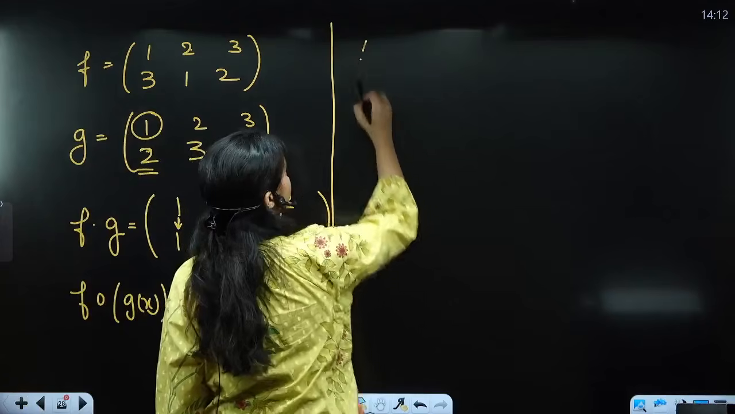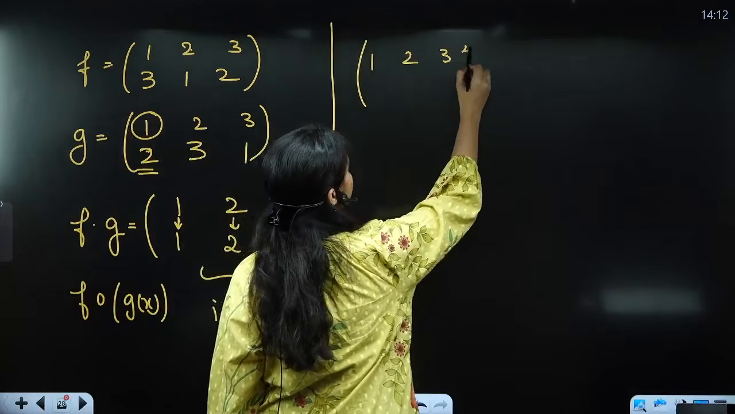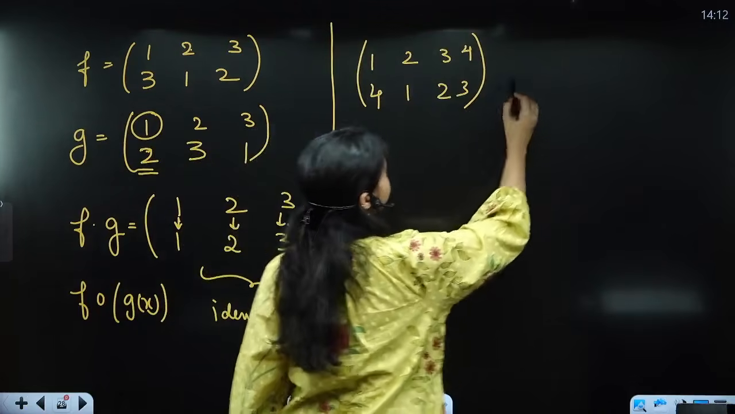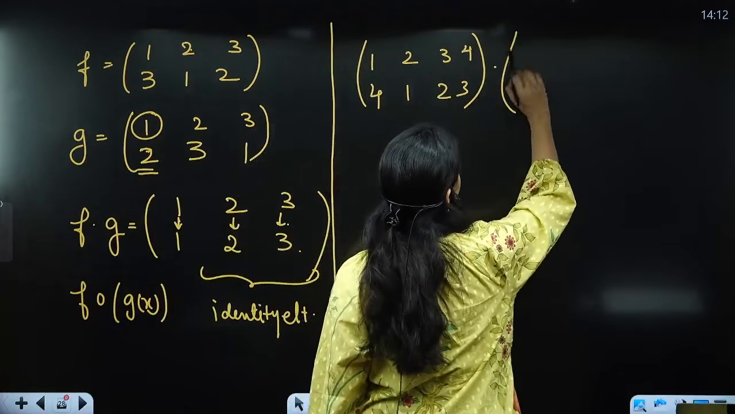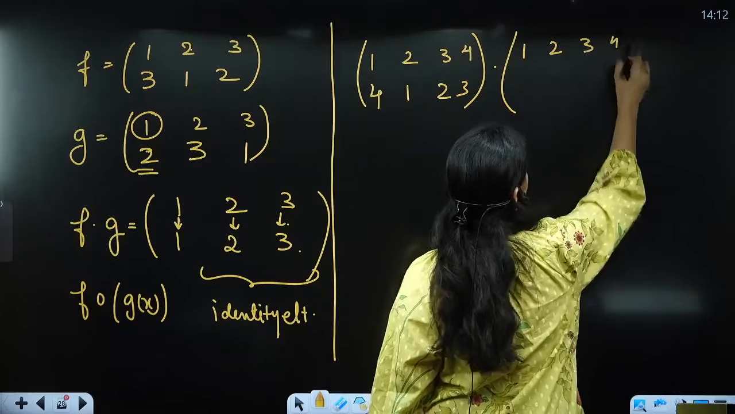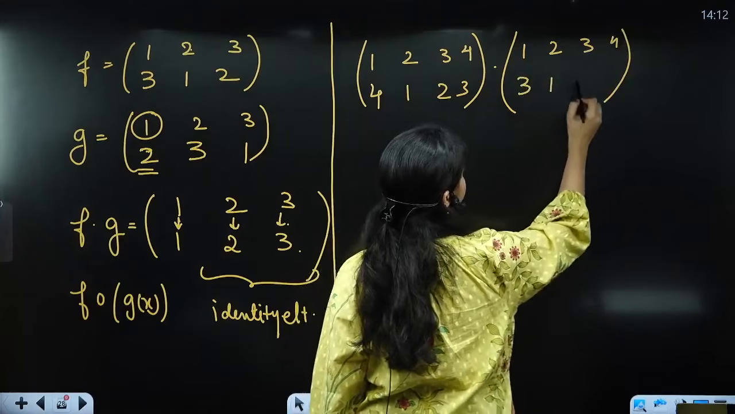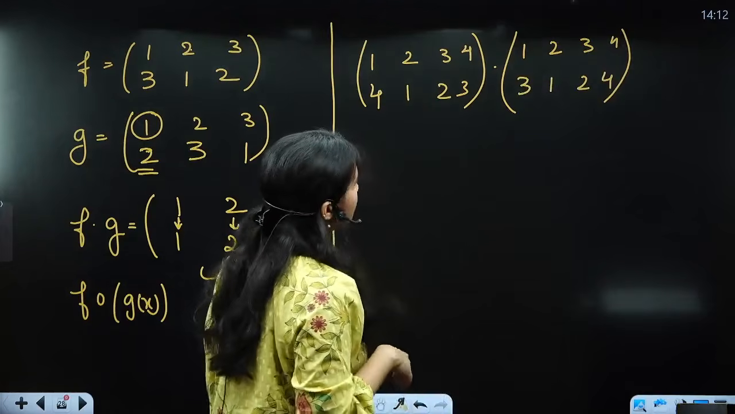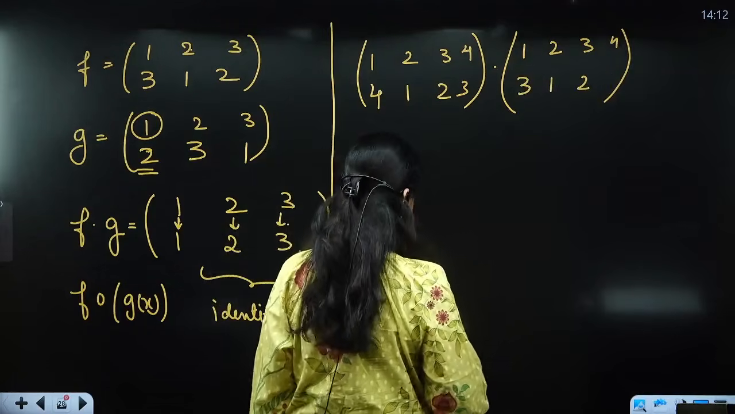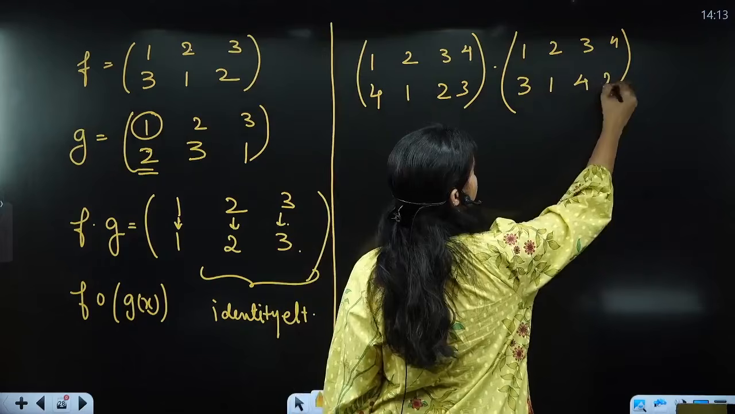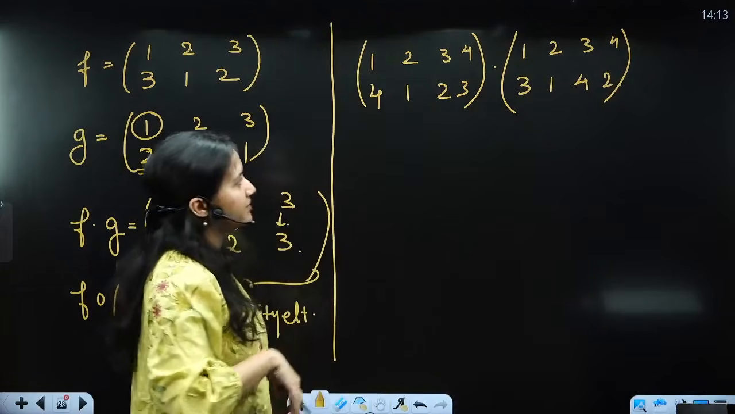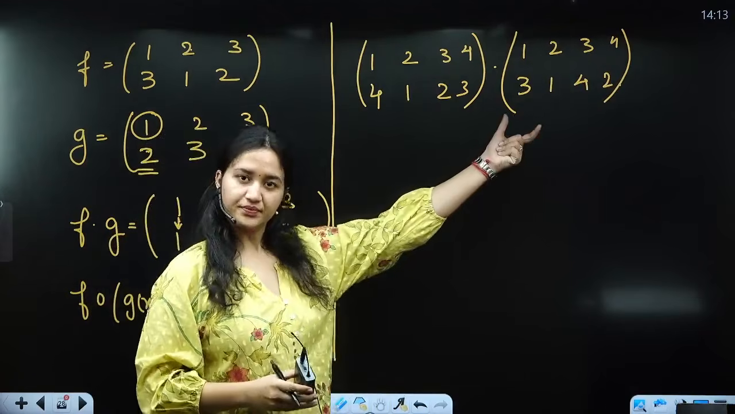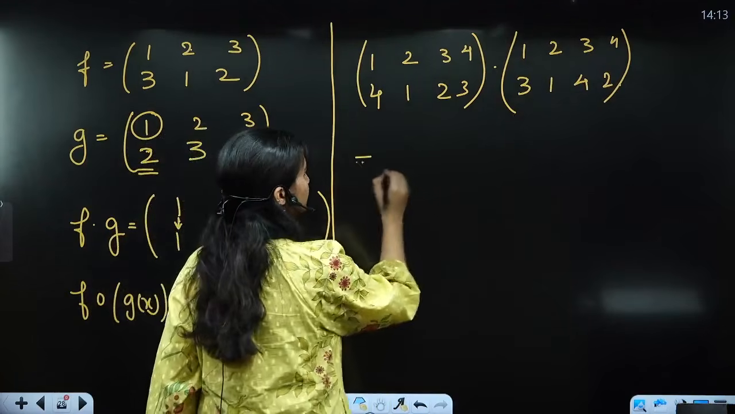Let's say you have 1 and 4 and 4, 1, 2, and you have the same thing. No, I want it such that no element is being mapped to itself. Okay, so let's say I'm multiplying these two. Clear? So what is going to be the answer here?